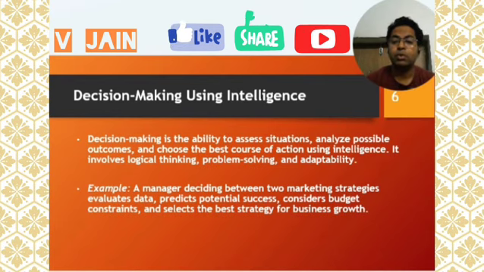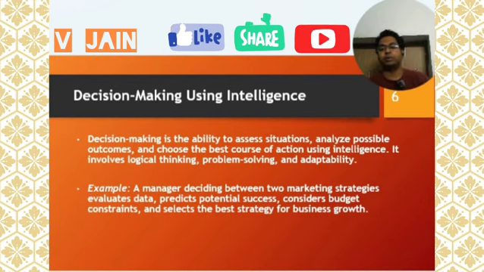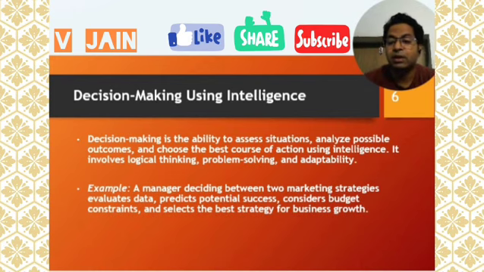For this, you need to think clearly, solve problems, and adjust to new information. For example, a manager deciding between two marketing strategies evaluates data, predicts potential success, considers budget constraints, and selects the best strategy for business growth. They look at data, predict results, consider costs, and choose the best plan.